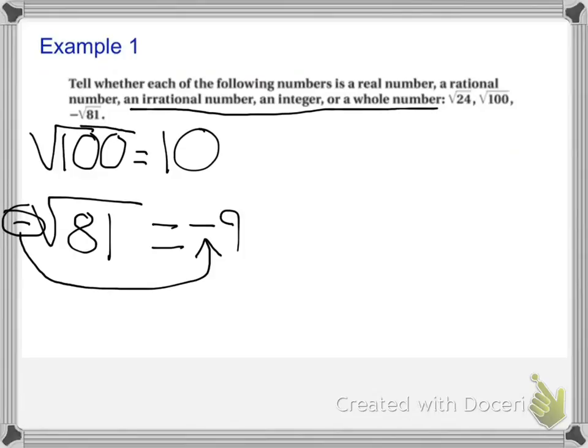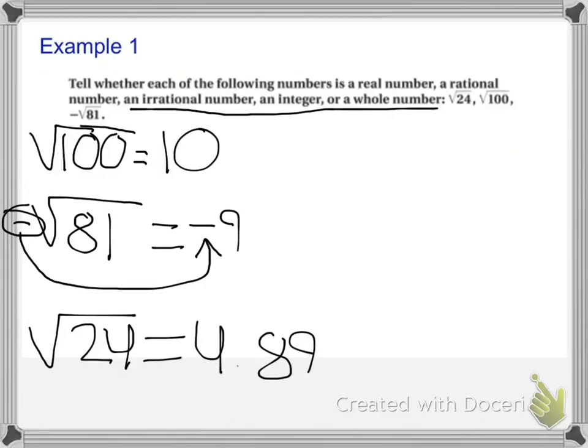Now, 24, the square root of 24 is tricky. The square root of 24 is 4.8989799486.